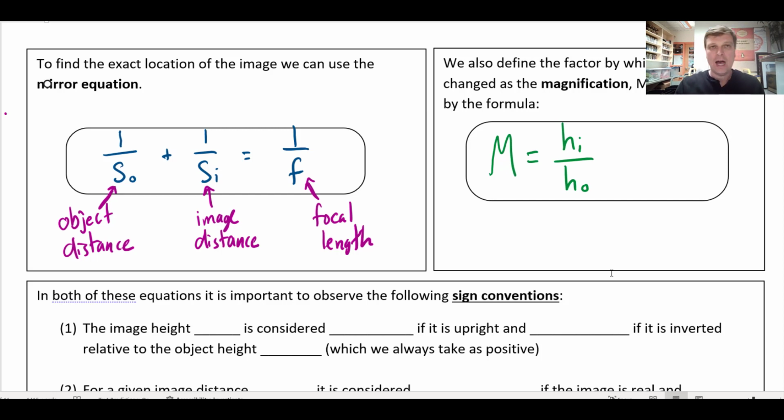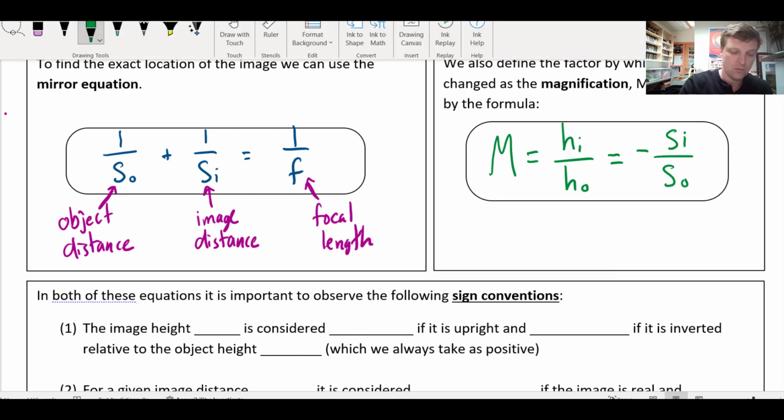Now, the height of the object and the height of the image are both going to be proportional to how far they are from the mirror. So we also say that this is equal to negative SI, distance to the image, divided by SO, distance to the object. So we'll talk about in a second why the negative sign is there, but just recognize that if my image is larger than my object, I get a magnification that's greater than 1, and if my image is smaller than my object, then I get a magnification that is less than 1, okay?